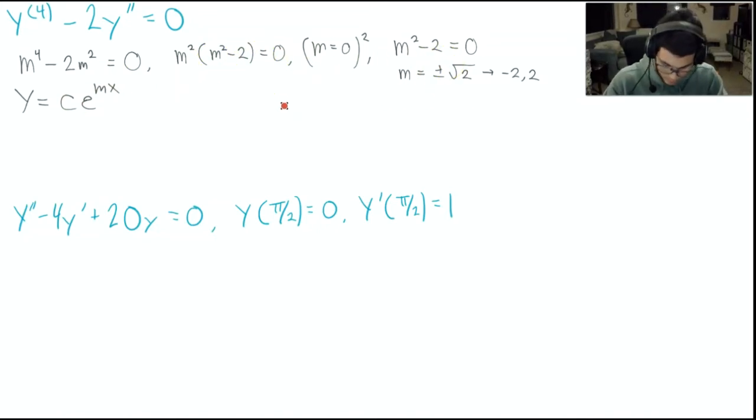And I totally made a mistake here, real quick. My bad, this is negative square root 2 and square root 2. If you caught that, leave it in the comment.